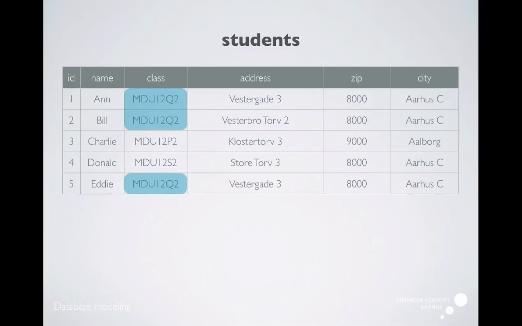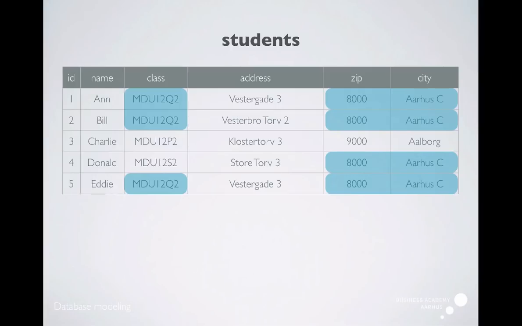And then we have over here the zip and the city. Also, we have a lot of redundancy here. 8000 goes through all 4 of the rows. It could be that we have a database of 500 students, and many of them come from Aalborg. That means we have to carry on with a lot of repeated and redundant data.